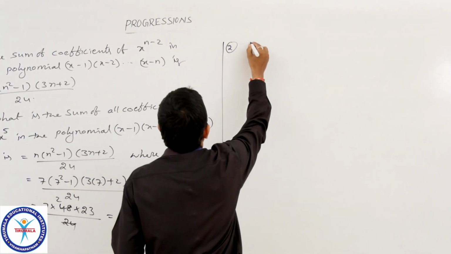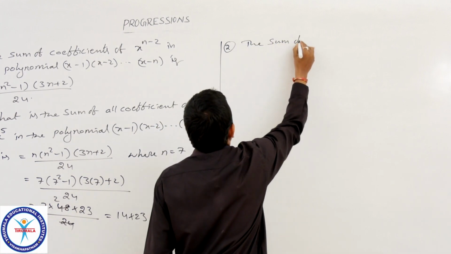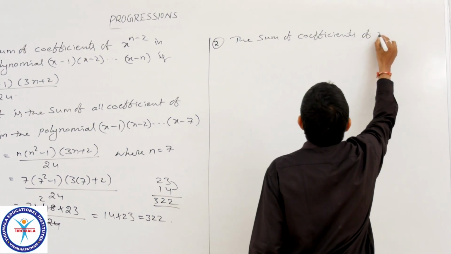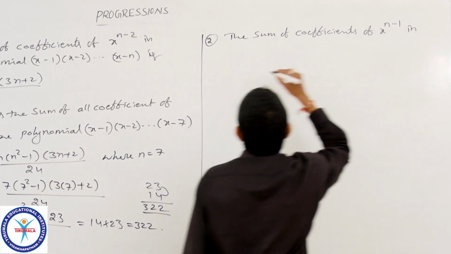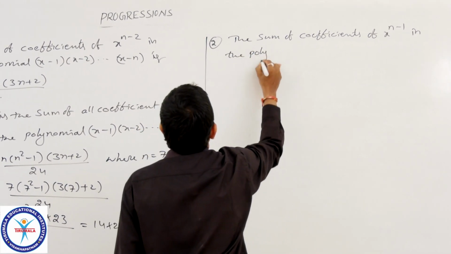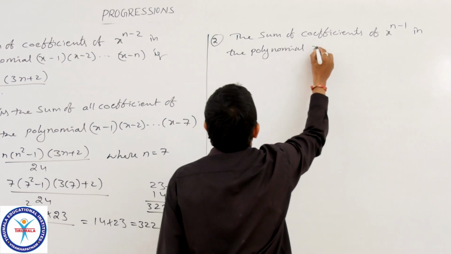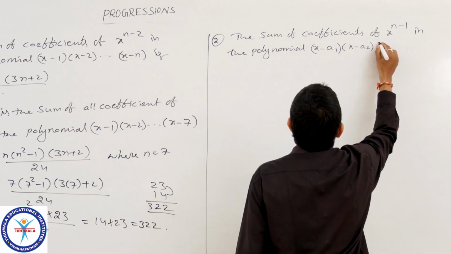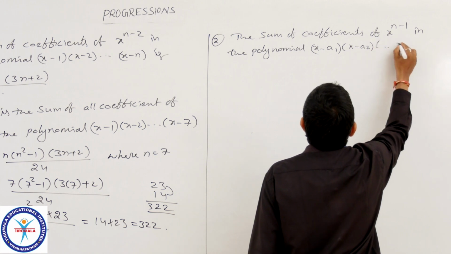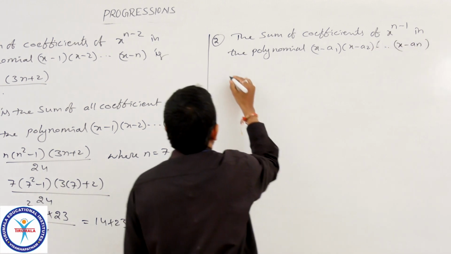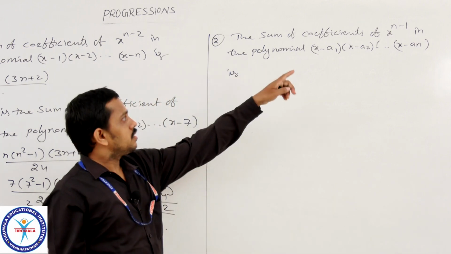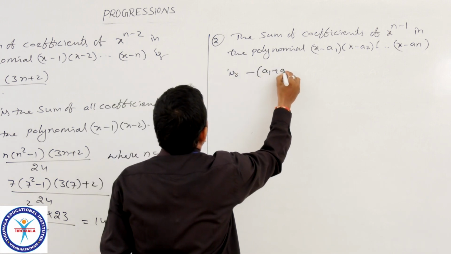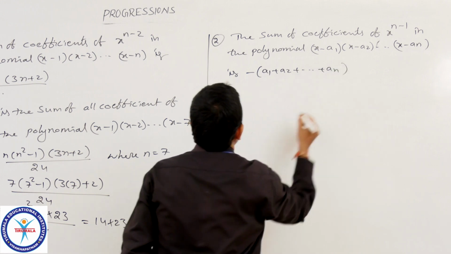Next one, the sum of the coefficients of x power n minus 1 in the polynomial (x minus a1)(x minus a2) and so on (x minus an) is: the x power n minus 1th coefficient is equal to minus of (a1 plus a2 plus and so on plus an).